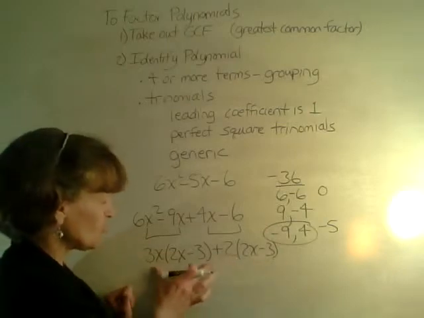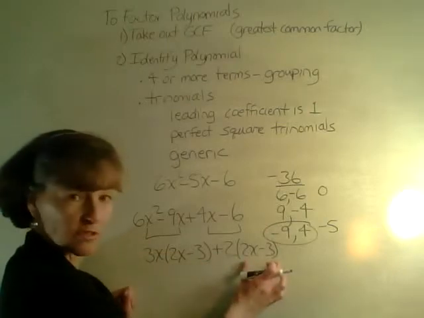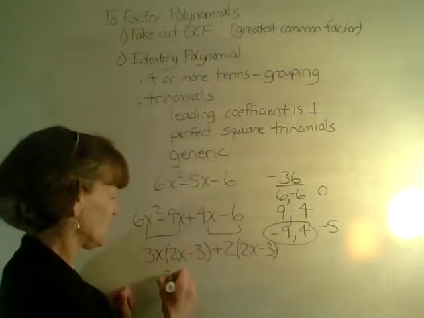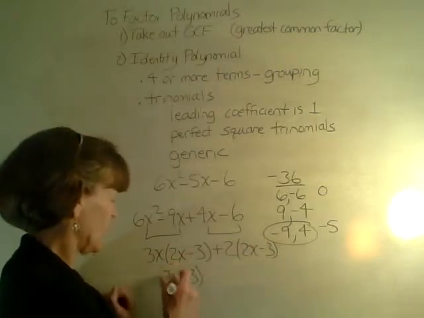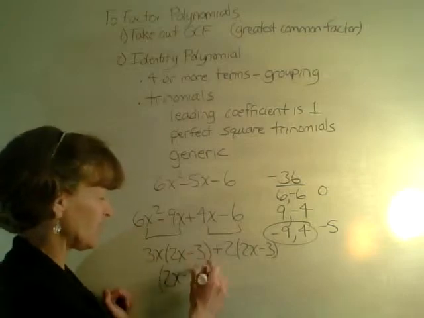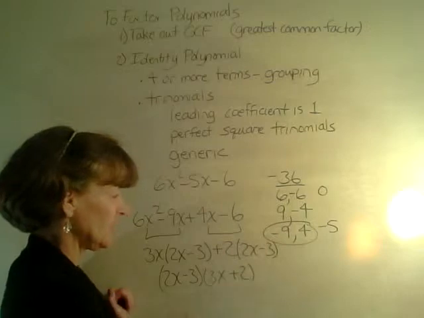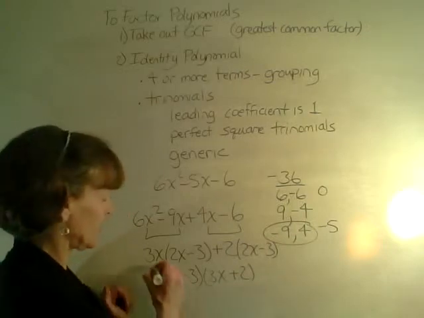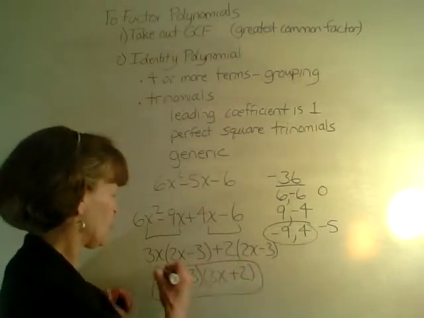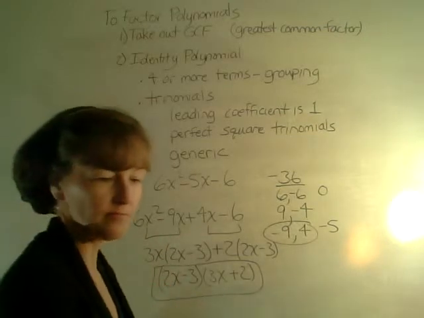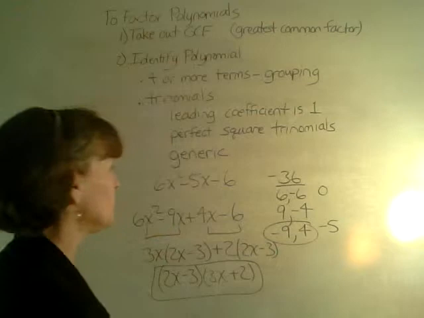Now, my two terms have an identical factor in common, and it's 2x minus 3. So I factor out the 2x minus 3, and I have a 3x left in this term, and a plus 2 left in this term. So I have factored my trinomial by turning it into 4 terms. All right, let's do one more.